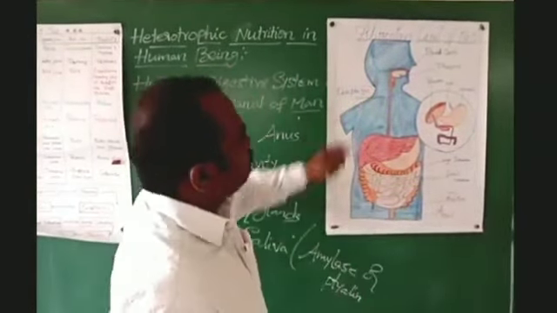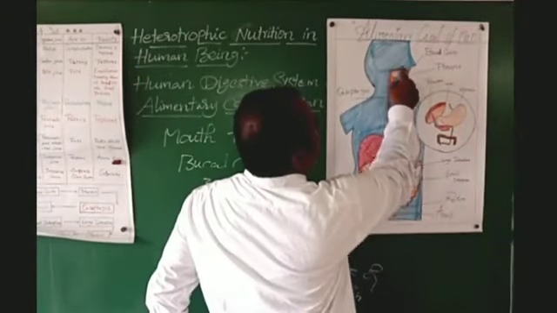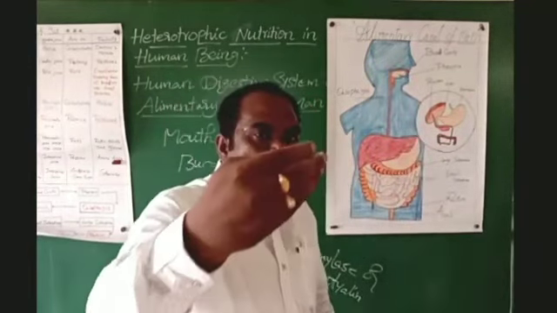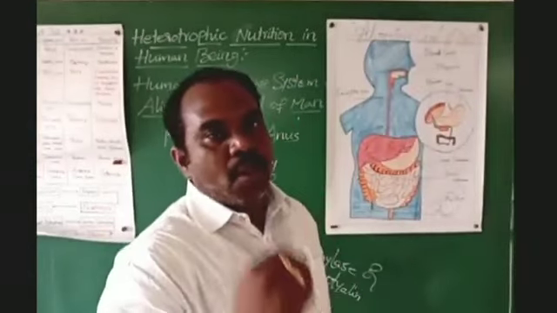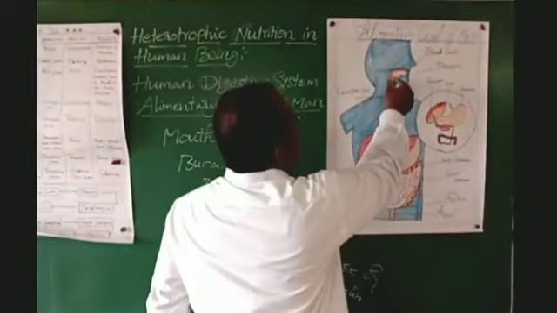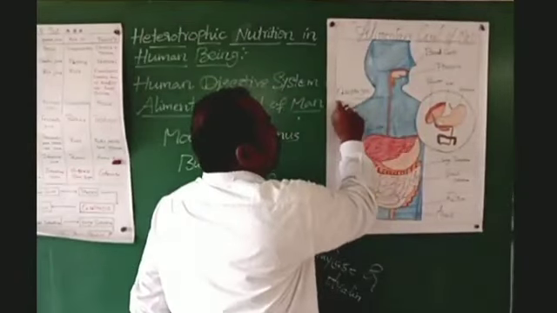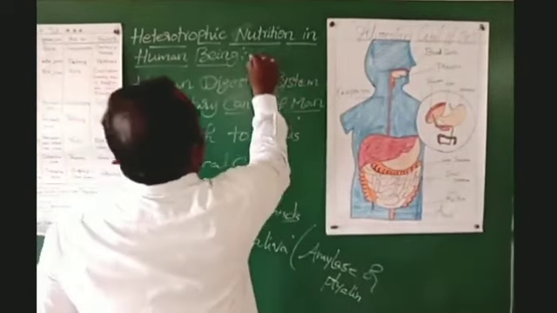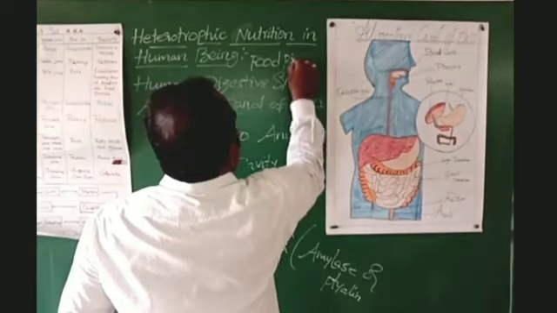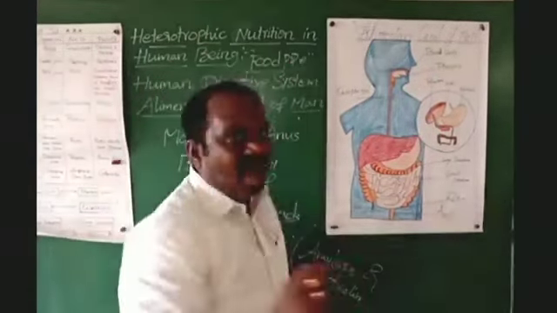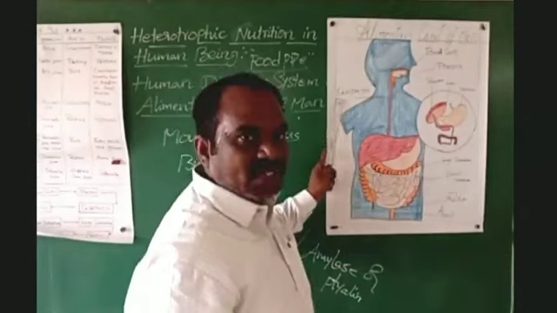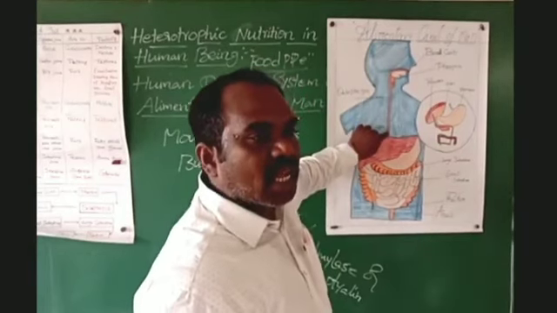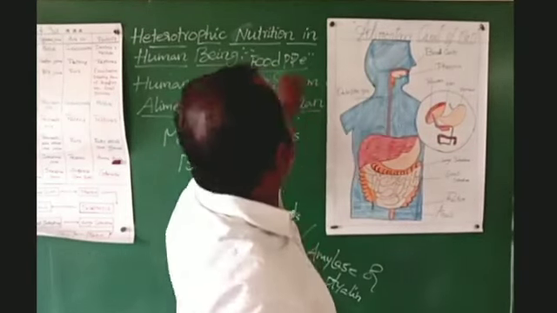You can observe the diagram. This is the mouth cavity or buccal cavity. The mouth cavity opens into the esophagus. What is the common name of esophagus? Food pipe. Write down, students. The common name of esophagus is food pipe.